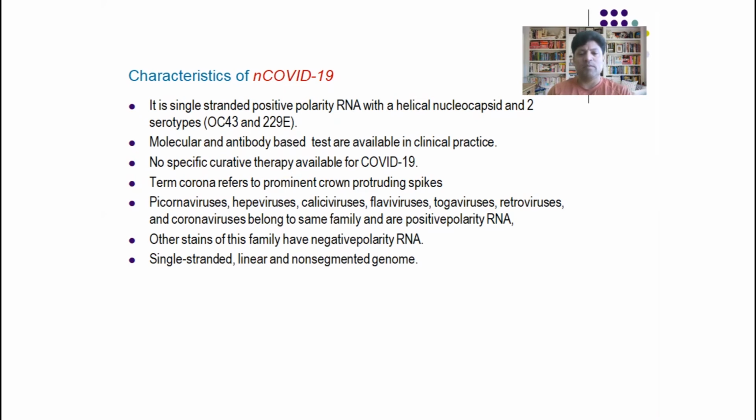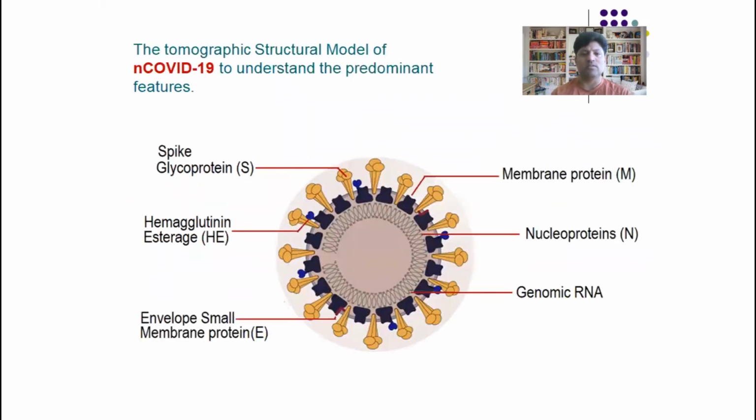Picornavirus, Hepevirus, Calicivirus, Flavivirus, Togavirus, Retrovirus, and Coronavirus belong to the same group, and they all have positive polarity RNA, whereas the other strains of this family have negative polarity RNA. It is single stranded, with a linear, non-segmented genome.